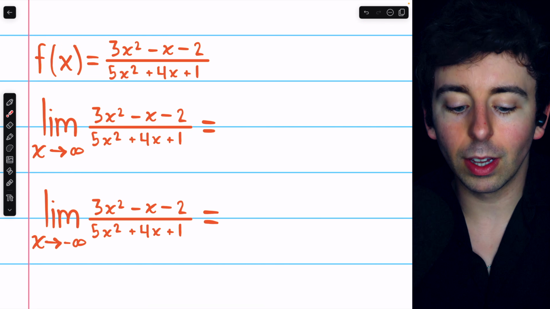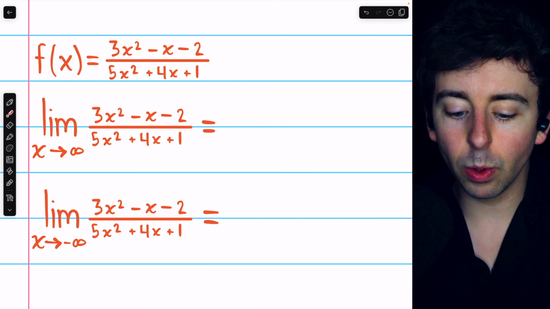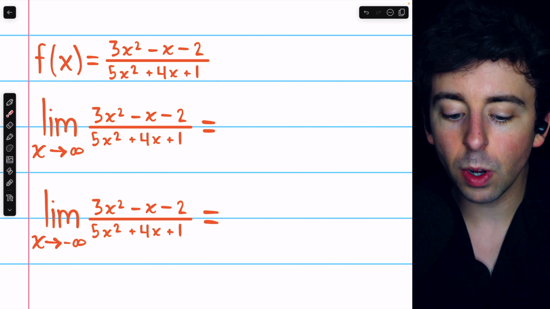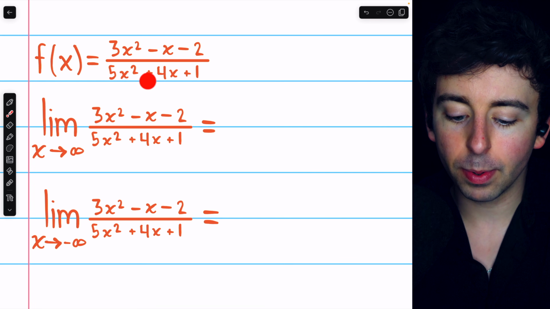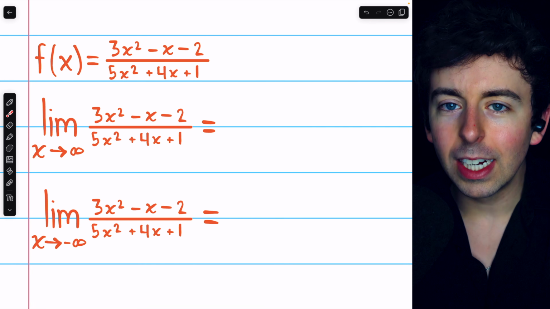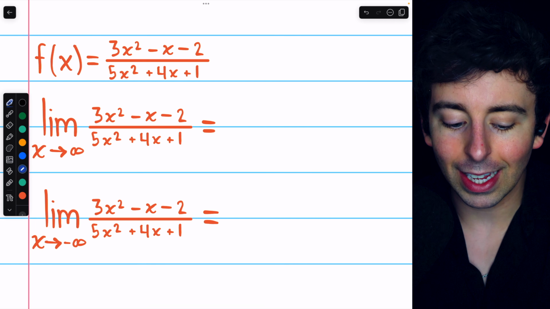Here's an example more like the first one. f of x equals 3x squared minus x minus 2 divided by 5x squared plus 4x plus 1. In this example, we could think about it like this.